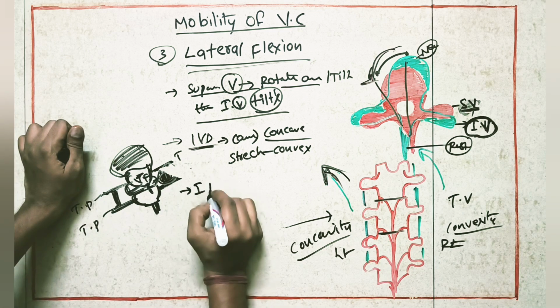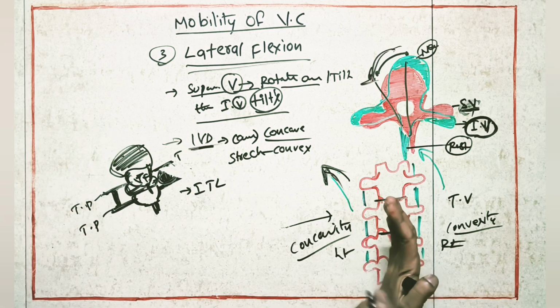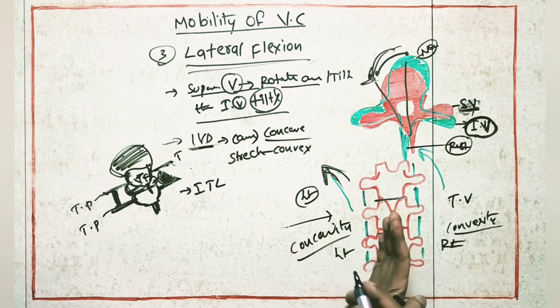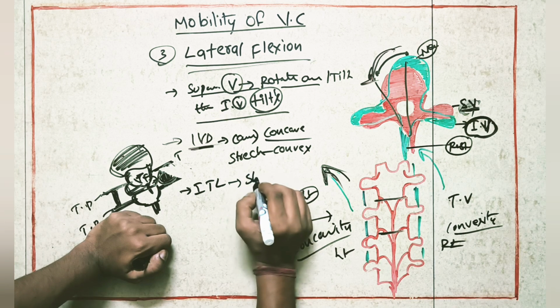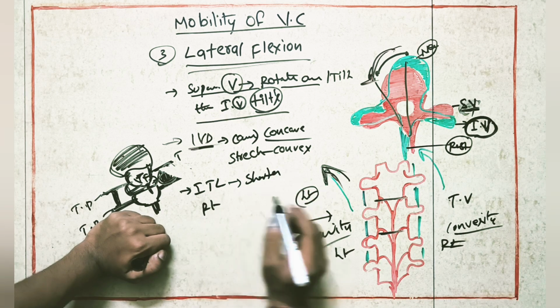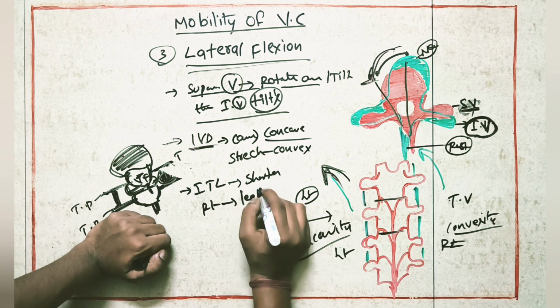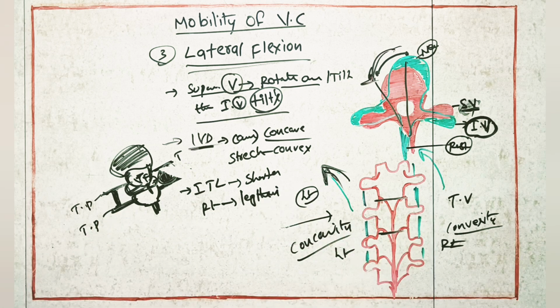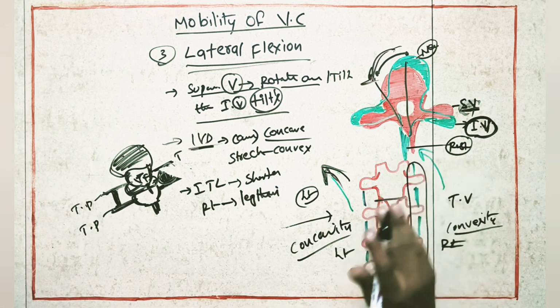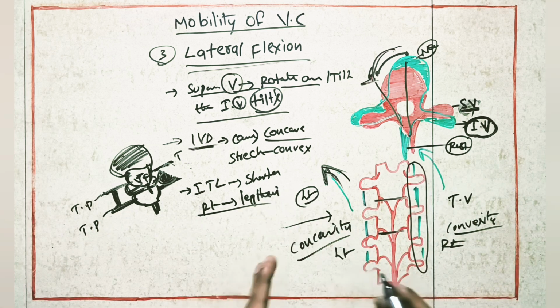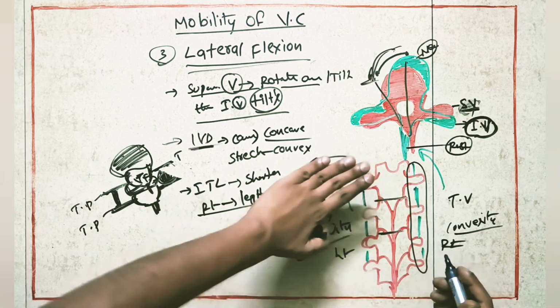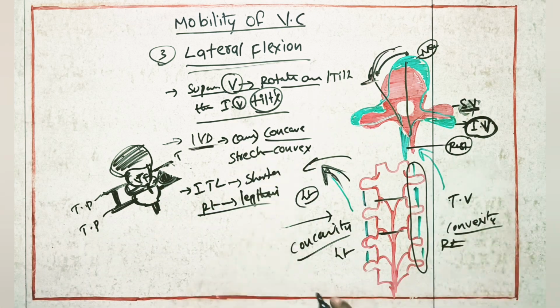On the concave side, the side the patient is bending to, the left side intertransverse ligament will shorten, and the right side intertransverse ligament will lengthen. Understand the point? Because of the lengthening of the contralateral, opposite side intertransverse ligament, we will not be able to continue side flexion because of the stretching of this ligament.